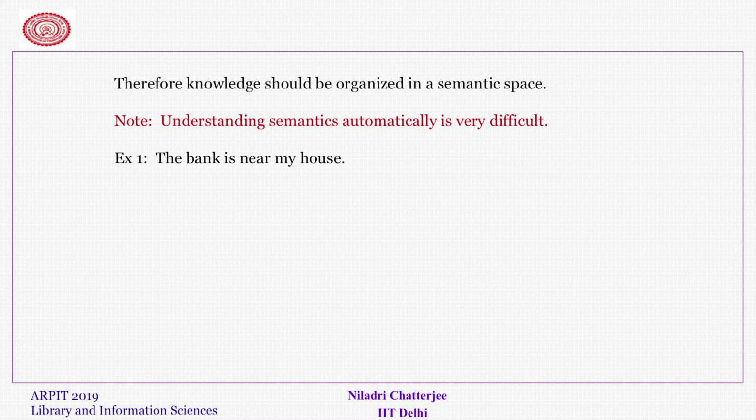But that is not an easy thing. For example, I have given the first example, the bank is near my house. What is the meaning? If I do not say anything, everybody will think, okay, they have understood what I wanted to say, but there is a small twist there, because the word bank is a polysemous word. It has more than one meaning in English. It may be a river bank, it may be a financial bank, and therefore, when we say the bank is near my house, it actually does not give a clear sense of what I am going to say.